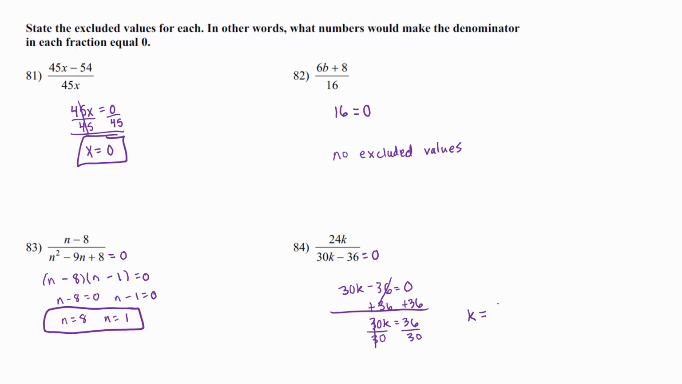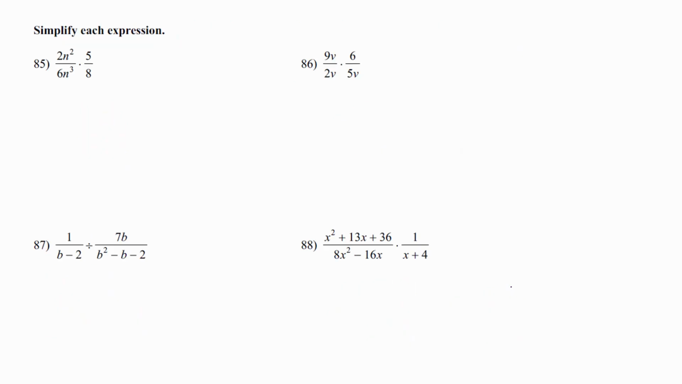83 and 84, we're going to set the bottom equal to 0 and solve. And for 83, this is a quadratic equation, so we're hoping that we can put it into 2 parentheses. And what multiplies to get 8 and adds to get -9 would be -8 and -1. So n minus 8 equals 0, n minus 1 equals 0. That means I'd add 8 over, and I'd add 1 over. So my 2 excluded values here are 8 and 1.